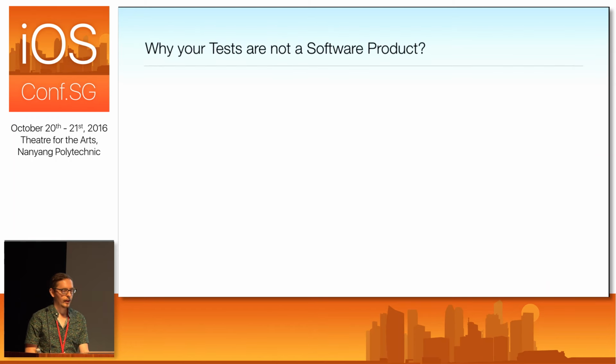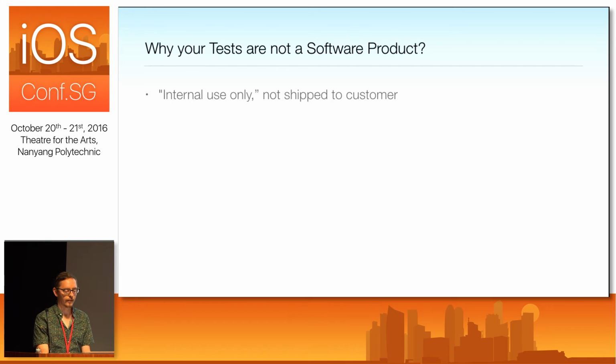So likely, your tests today are not a software product. And in my experience, here are some of the common reasons why this happens. Test code is internal code. You don't actually ship it, so the quality bar is just lower, and that kind of makes sense. It's also built quickly at the end of a project. Unless you have a lot of foresight, you decide that at the end you should add a few tests, and you're running out of time, so it's an afterthought.